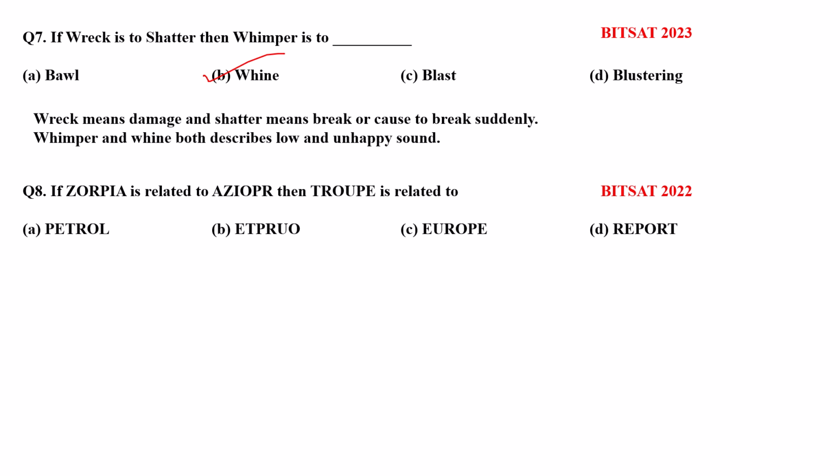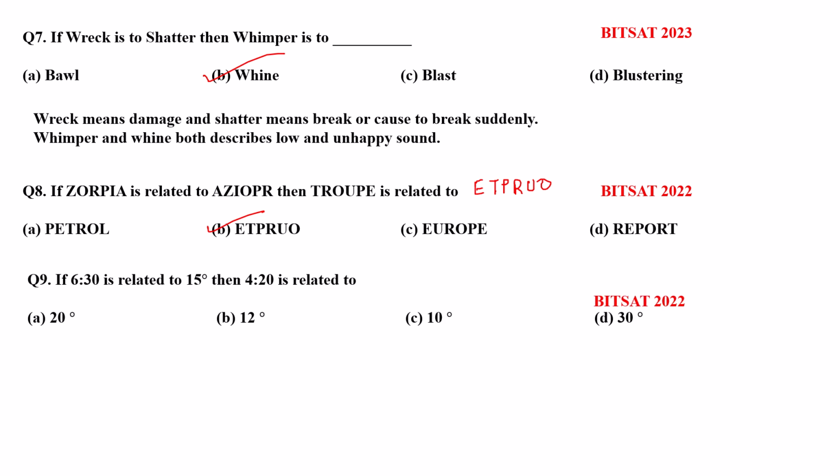Next is, if Zorpia is related to this, then troop is related to? If you see the first coding, the last letter A came first, then the first letter takes the second place, then the second last letter takes the third place. So you can see one backward, one forward, like that the pattern is. Same way here also, first the last letter E, then the first letter, then the second last letter from the back, then the second letter from the front. So you have to follow a pattern, and you will get the answer as B. And all these questions already came in BITSAT.